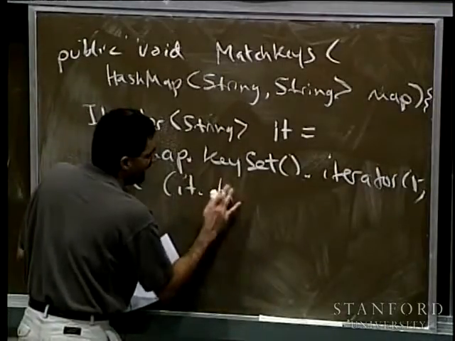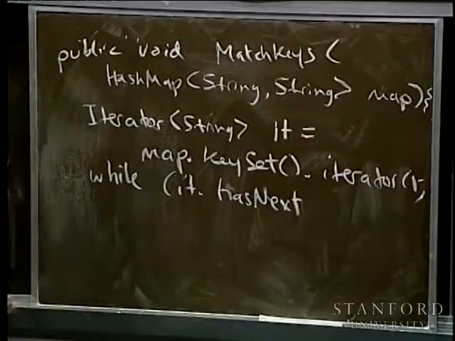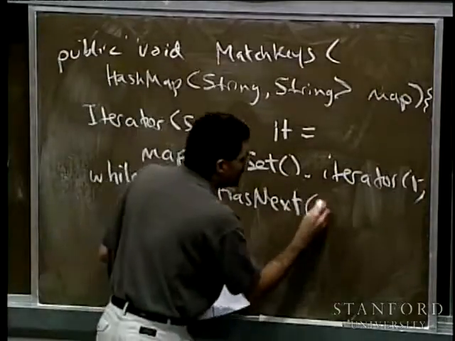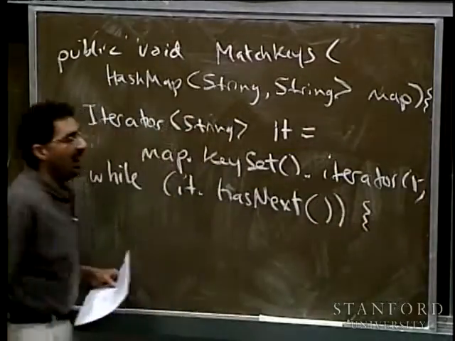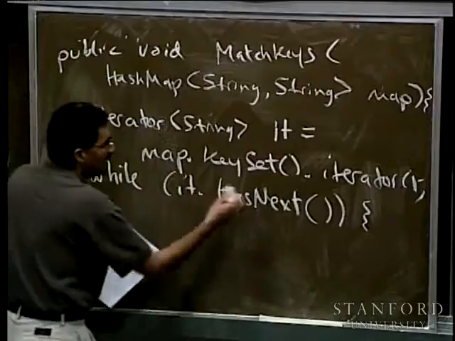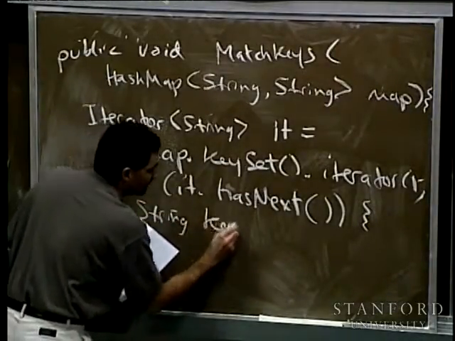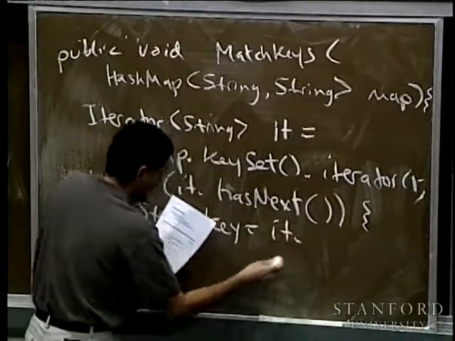iterator has a next. And if you want to use the funky for-each notation that's also in the book, where it allows you to do iteration over an iterator in a stylized form, that's fine too. But we didn't stress that in class, so I'm not going to stress it here. While the iterator has a next element, I just get that next element equals it.next.